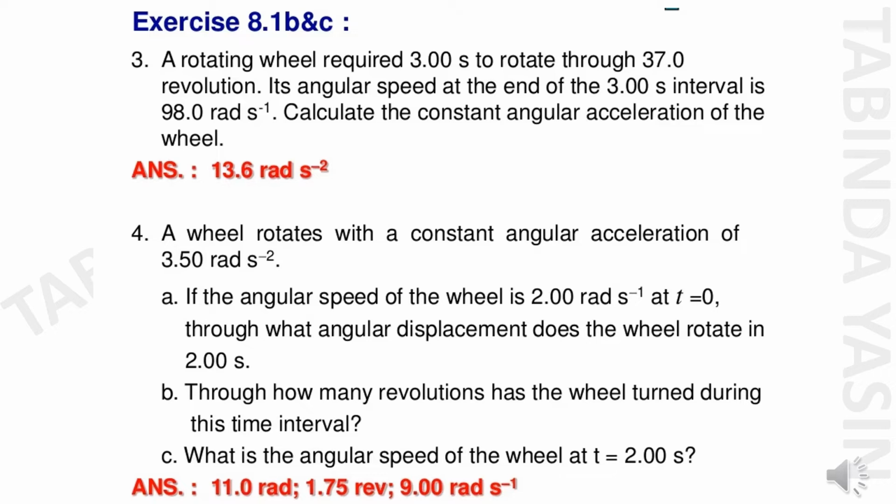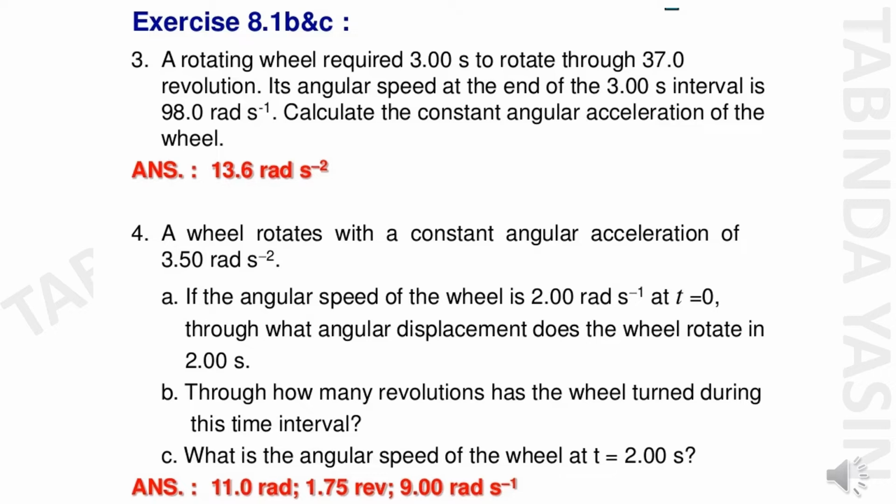Moving to another example: a rotating wheel requires 3 seconds to rotate through 37 revolutions. Its angular speed at the end of the 3-second interval is 98 radian per second. You have to calculate the constant angular acceleration of the wheel. The answer should be 13.6 radian per second square.